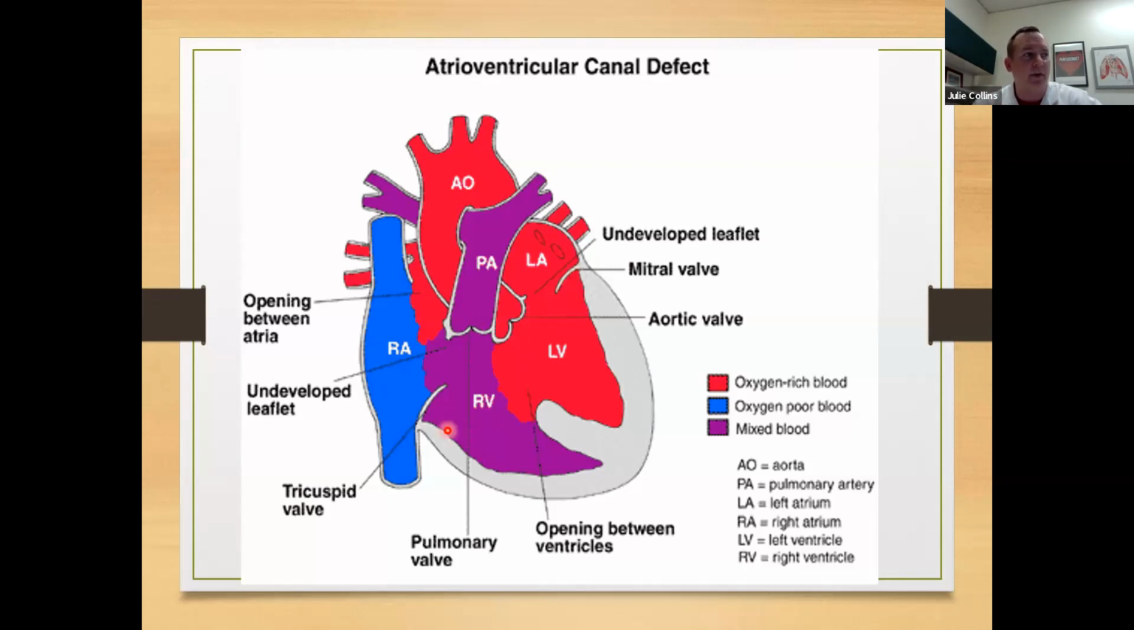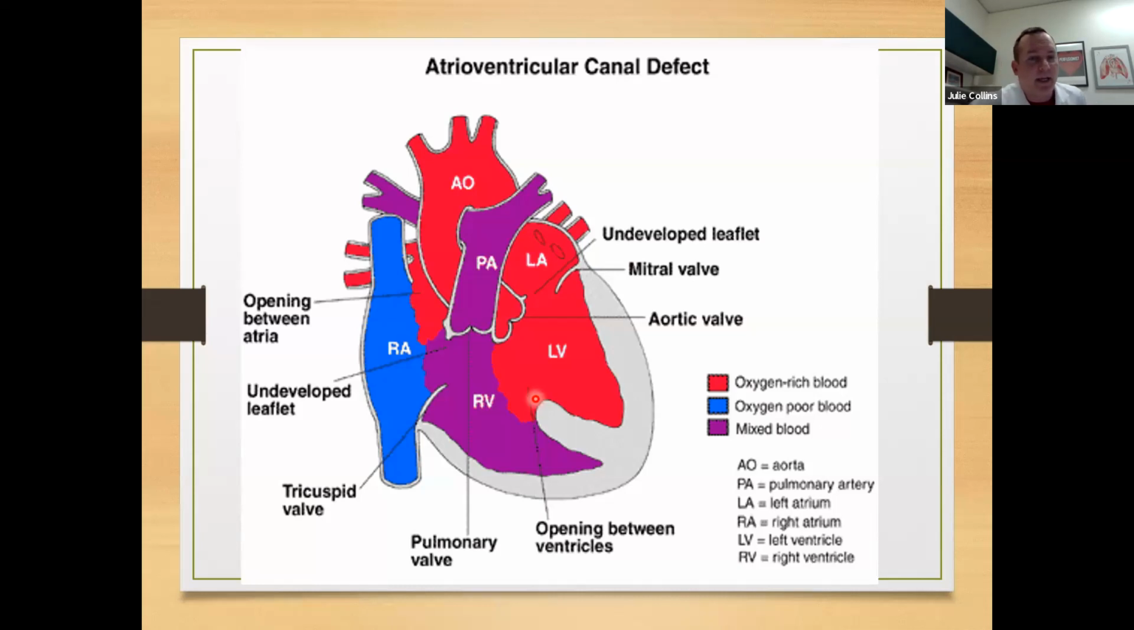Unbalanced is when this common AV valve is going to preferentially open towards one ventricle or the other. And in severe unbalanced AV canals, just know that that's where we're getting into single ventricular physiology, where even though there's two anatomic ventricles, one is essentially doing the work for both. So one is pumping both through the pulmonary and through the systemic. And that would definitely dictate the type of repair we do.